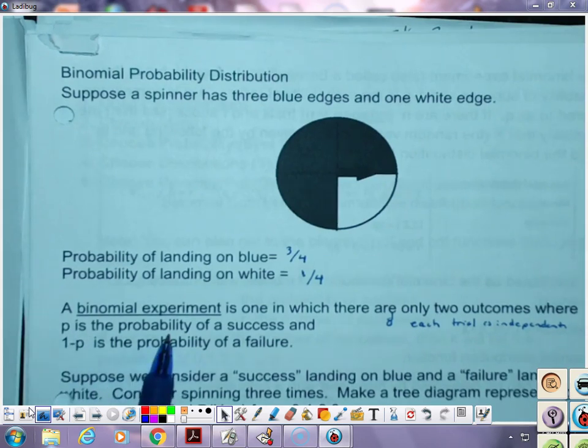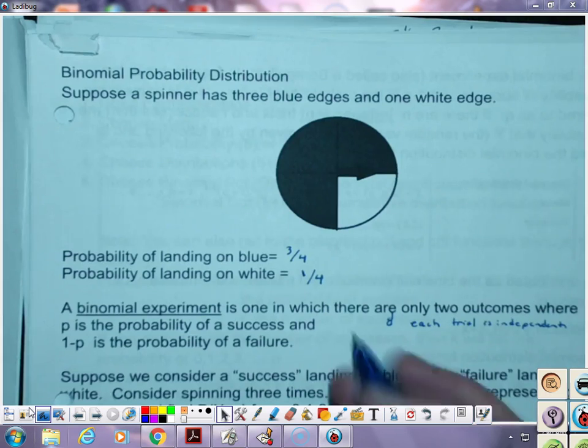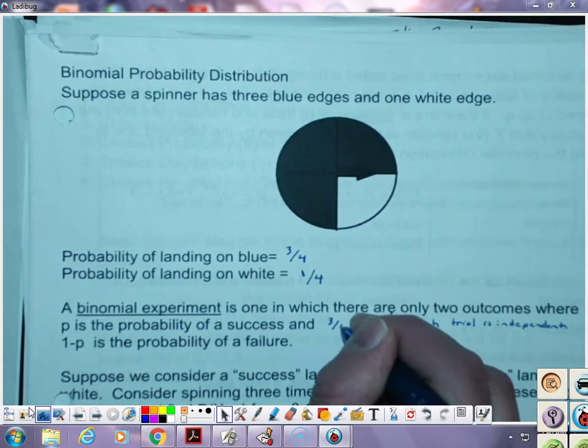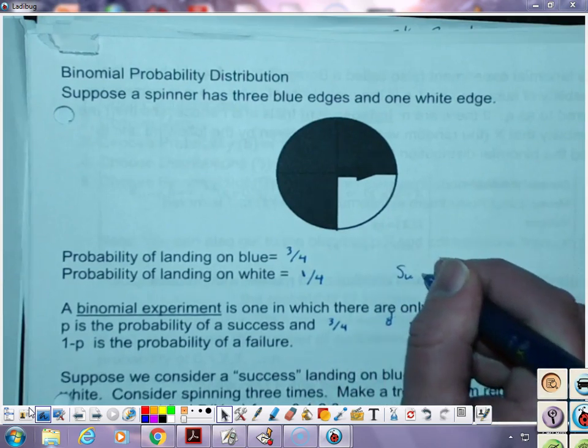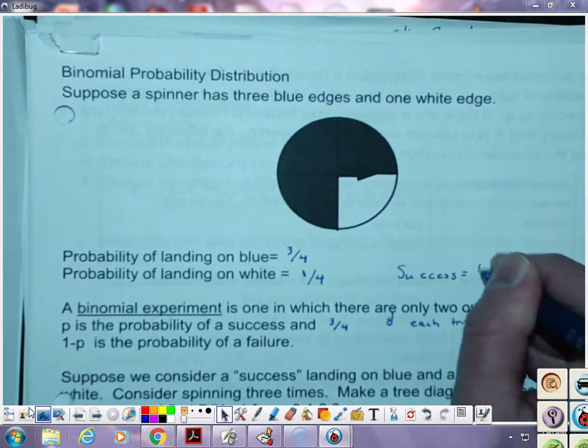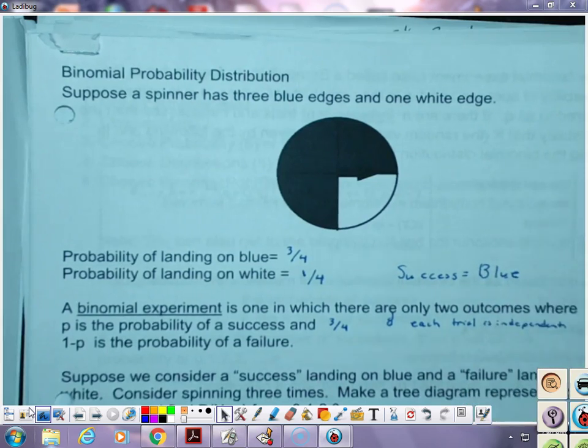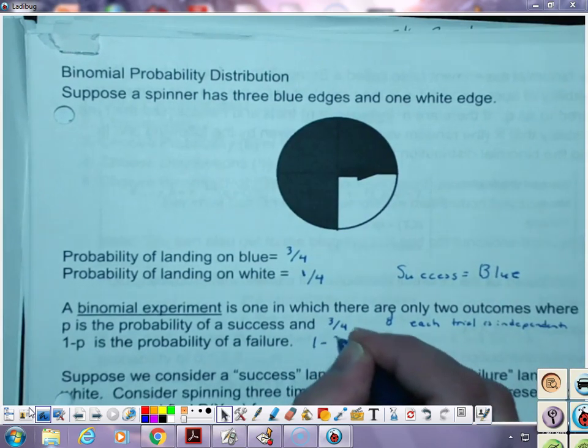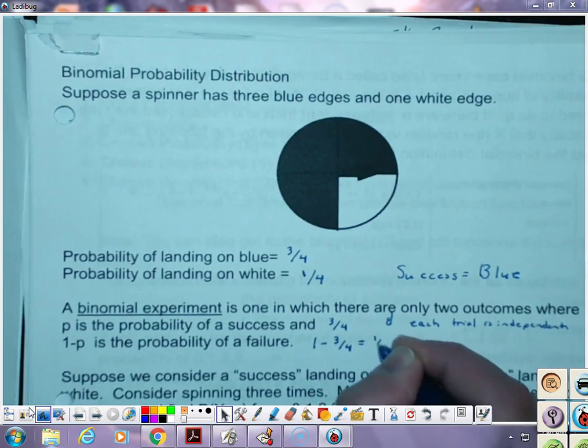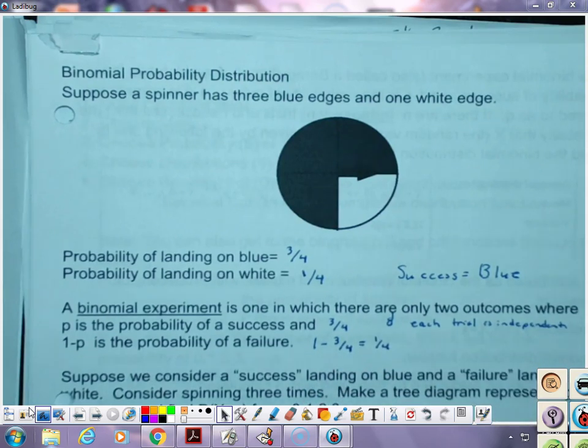We're going to define P as the probability of a success, and then 1 minus P would be the probability of a failure. I kind of want to look like I'm successful, so I'm going to say that it's a success if I land on blue. Okay, so that has to be defined. Success for this is going to be blue. So failure for this will be 1 minus 3/4, so 1/4. Okay, so you do have to define. There's no reason why success couldn't be white, but it has to be defined in the problem, which one you're going to call a success.